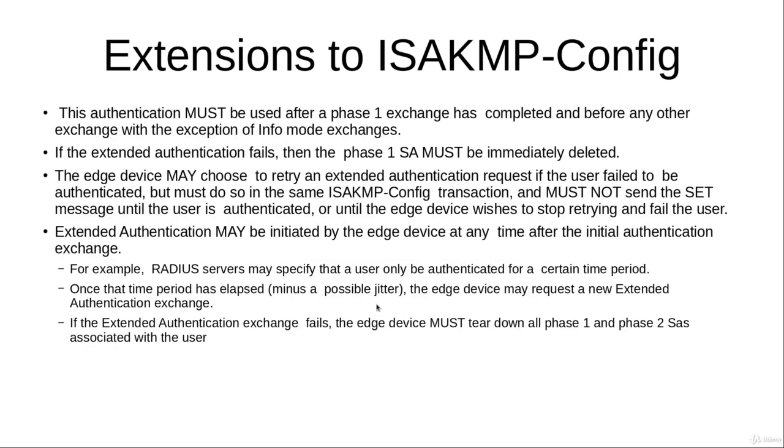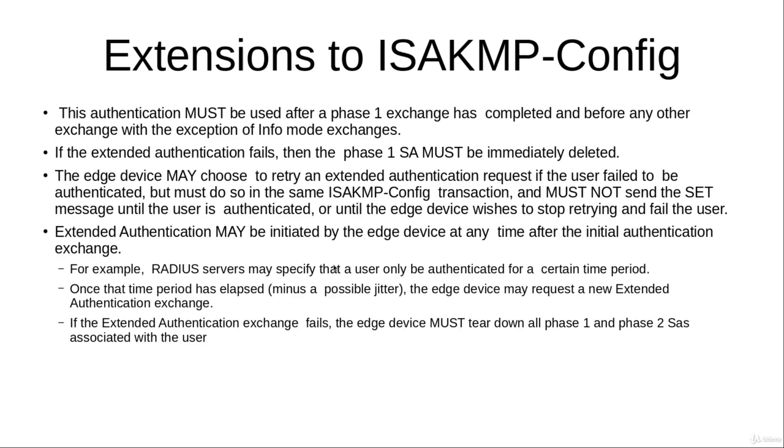The edge device can retry an extended authentication request if the user failed to be authenticated but will do so in the same ISAKMP config transaction. It will send the set message with a fail until the user provides the correct credentials and gets authenticated. Usually there are a number of attempts allowed for the host, and if the number of attempts is exceeded, the IKE gateway terminates the connection.